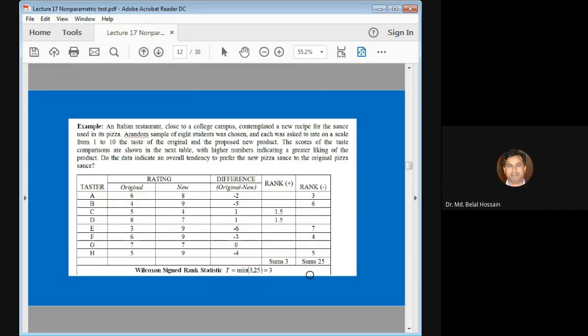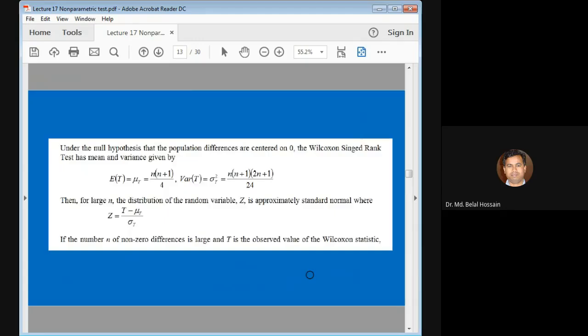No, sir. Fine. Then we can calculate the expected value of this T, that is actually n into n plus 1 by 4, and variance of T is n into n plus 1 into 2n plus 1 by 24. So based on that mu and sigma, for large n, we can calculate the Z approximately standard normal distribution, that is T minus mu T divided by sigma of T.